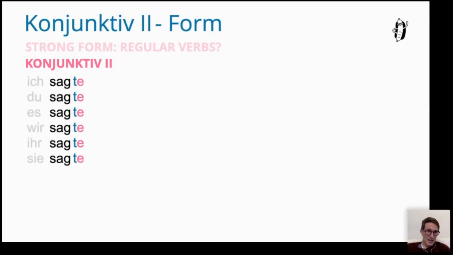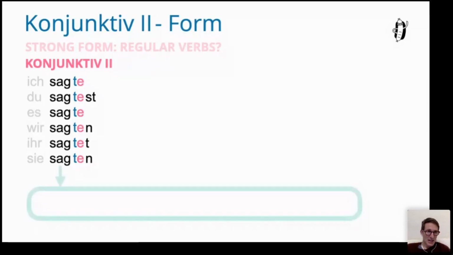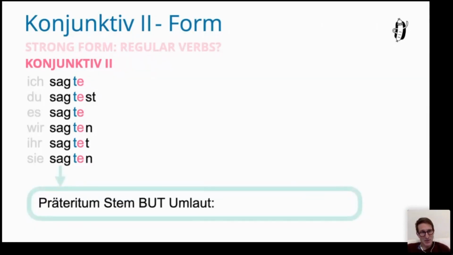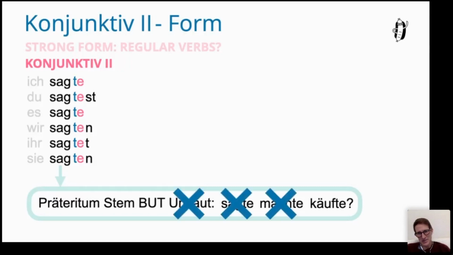And it seems that the Präteritum stem is sagte. I just highlight the E so that you see there's a Konjunktiv marker included. And now the problem we have with these is that regular verbs cannot really take the umlaut. Sägte, möchte, and kaufte do not exist. Sägte exists, but it means to saw a log.